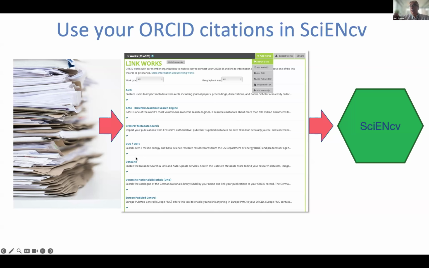So when you're in SciENcv, you might not have things that are in PubMed, but if you've linked your ORCID account, ORCID is doing this great job of finding all your publications, aggregating them, and putting them into your ORCID profile. All of those are available for you in SciENcv from that connection to ORCID. You can quickly add the works that you want to highlight as part of your biosketch and put them onto the application.